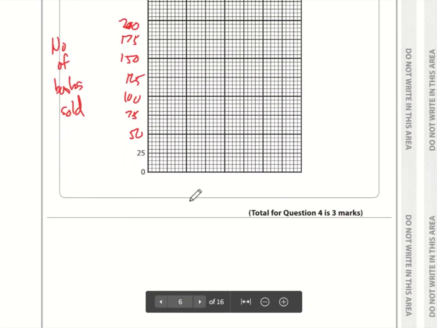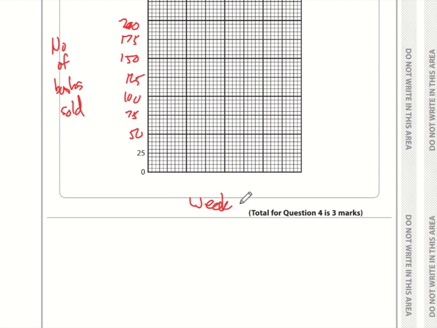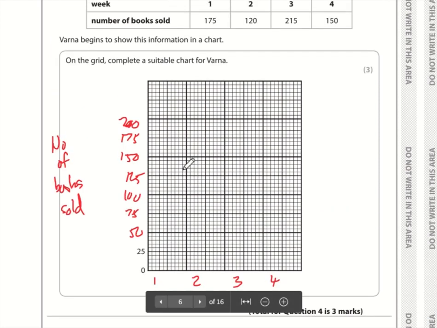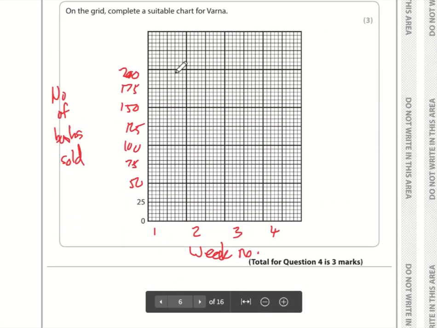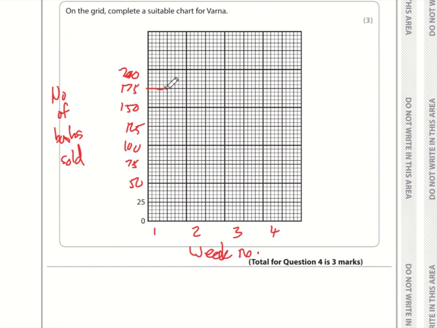Okay, so along the bottom I'm going to put week number. So this will be week 1, this will be week 2, this will be week 3, and this will be week 4. So I've decided that for each bar it's going to be half of one of these big squares with a gap of the same amount in between each. So week 1 we go up to 175, so up to here.